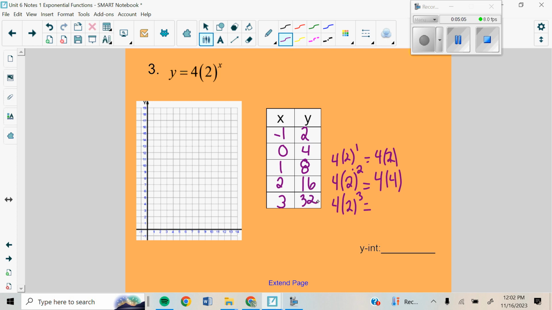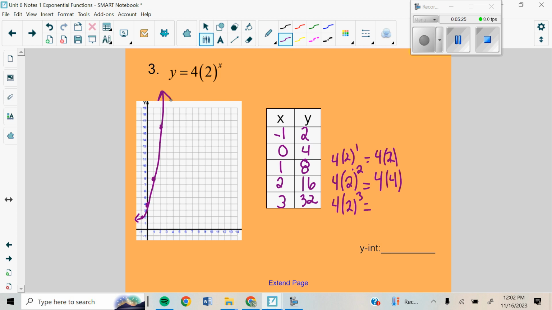All right, so if we graph this, notice this time at -1, we're up at 2. 0, we're up at 4. 1, we're at 8. 2, we're up at 16. And then 3, we're off the graph. Sometimes we can graph what's at 3 and sometimes we can't.